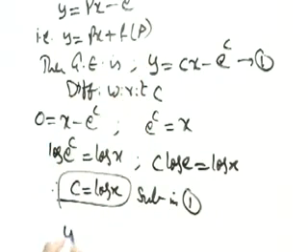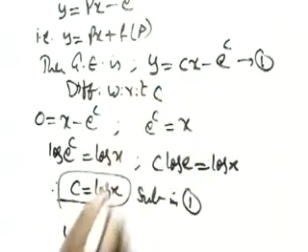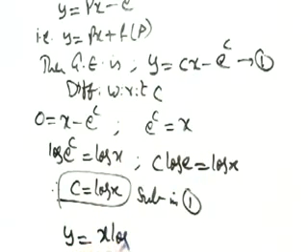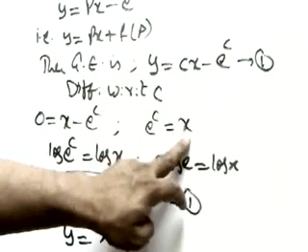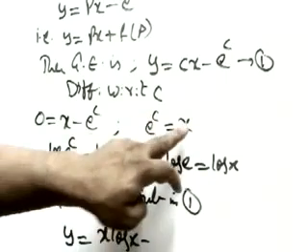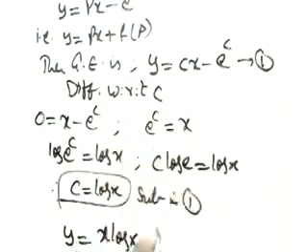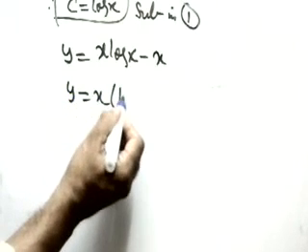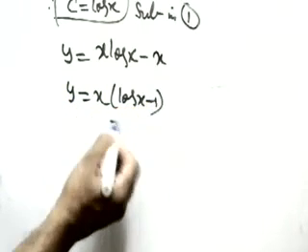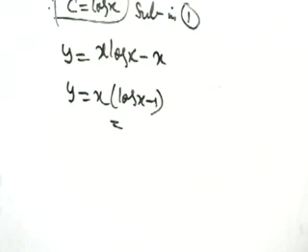So what will we have? y equals c into x. x into c is log x minus e power c. E power c we can directly take as x. The value of this is x. The last step: let me take common x from here. So y equals x into log x minus 1.